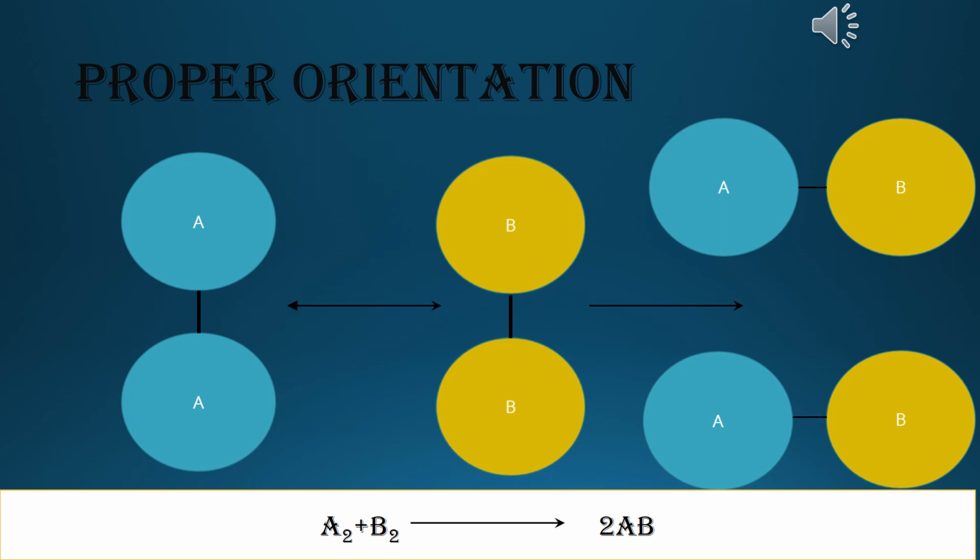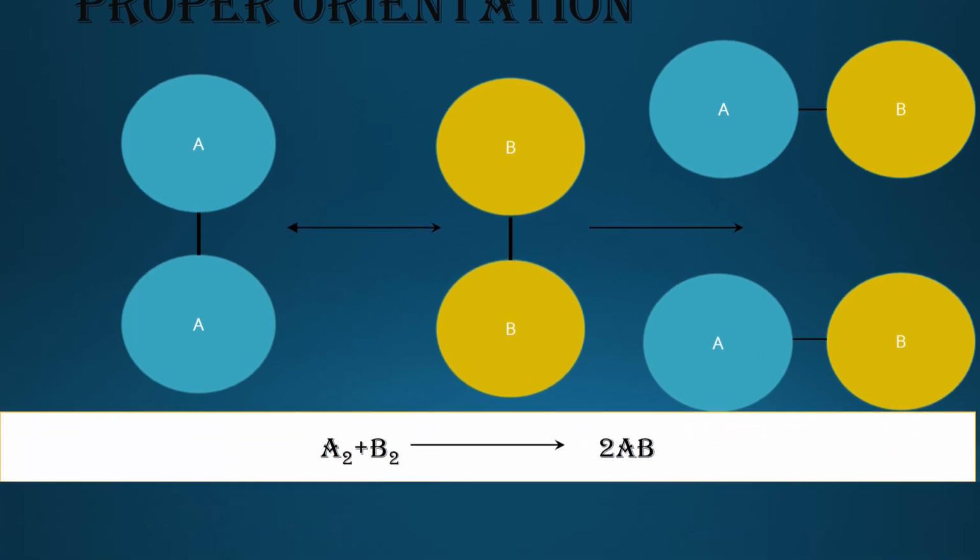Now we'll see the occurrence of proper orientation. Now the same A2 and B2 molecules, if they approach each other perpendicular to the bond axis, then there is a lot of probability for the molecules to interact in an effective way, and this results in the product formation. So this can be defined as a proper orientation.